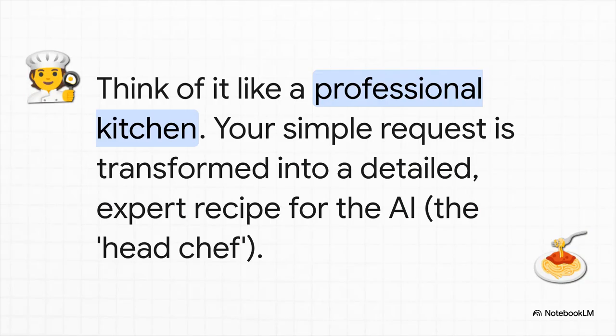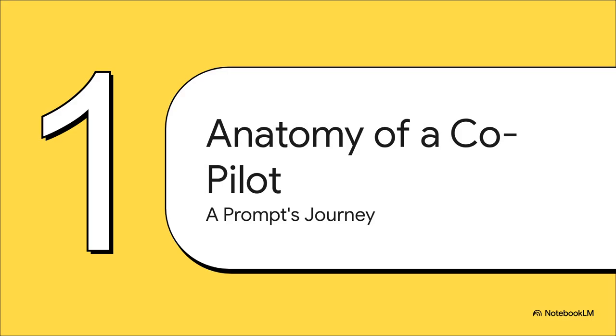Okay, here's a great way to think about it. Imagine you walk into a fancy restaurant. You don't hand the head chef a detailed recipe, right? No, you just say, "I'd like some pasta." The system we're going to explore today is like that entire professional kitchen staff. It takes your simple order and then writes the perfect, detailed recipe for the chef, the AI, to execute flawlessly. And that's exactly what we're going to do. We're going to follow our simple little Fibonacci function request as it travels through this automated system step by step to see how it's transformed from just a vague idea into a perfect set of instructions.